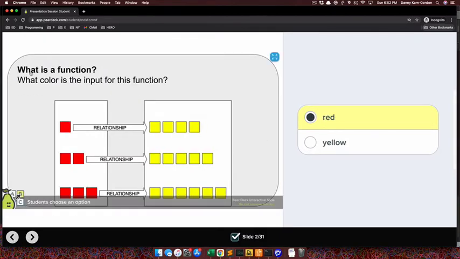In this next problem, it says, what color is the input for this function? So the input is usually on the left side here. So in this case, we would mark red because the function input is red. And the next question says, what is the output? And it's over here. The output is usually on the right side. And in this case, they are yellow.